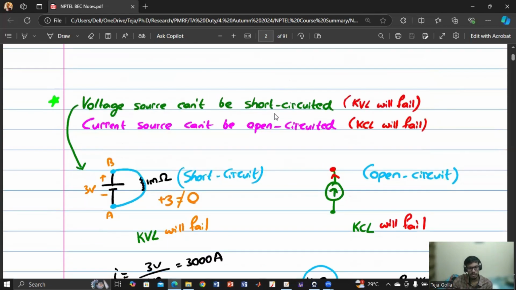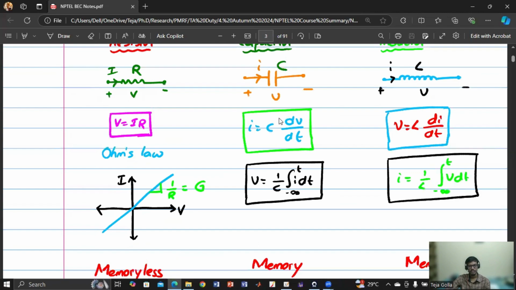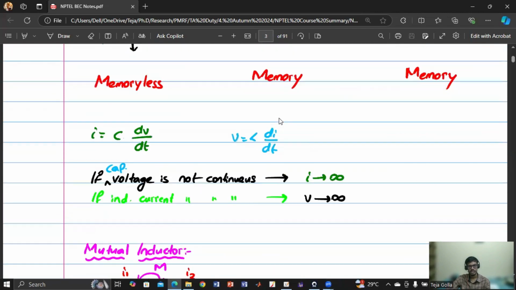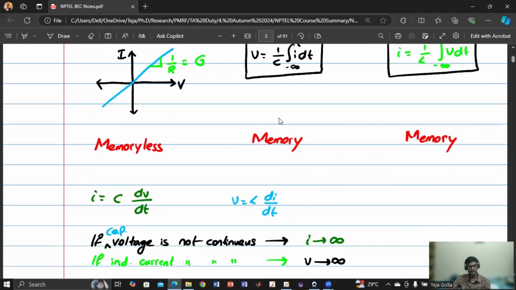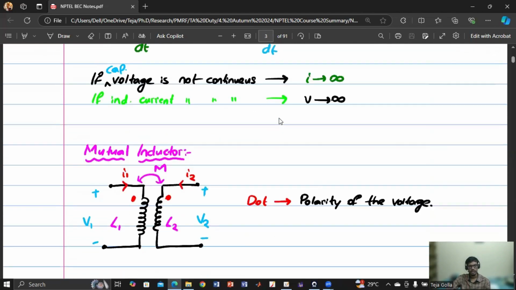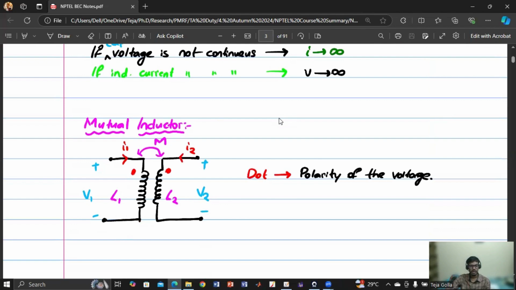And then we also saw that a voltage source cannot be short circuited. Similarly, a current source cannot be open circuited, because in one case KVL will fail, and in the other case KCL will fail. Then we discussed the basic elements: resistor, capacitor, and inductor. We saw that a resistor is memoryless, while capacitor and inductor have memory. And then we discussed mutual inductors, which is a very important topic.